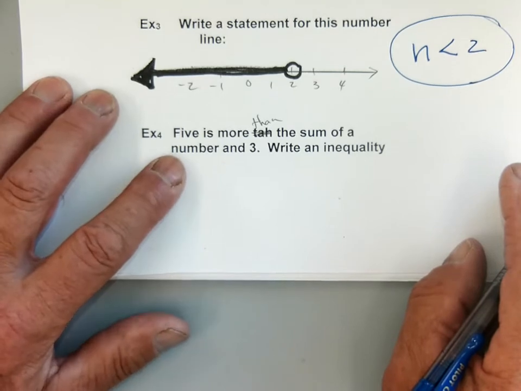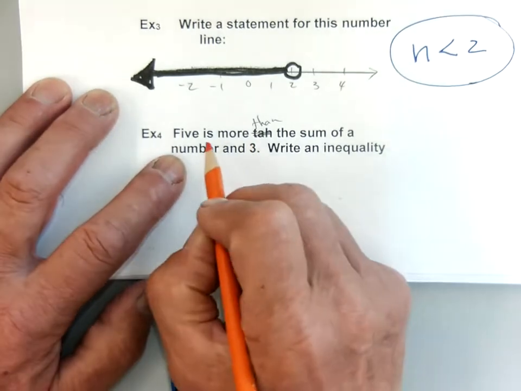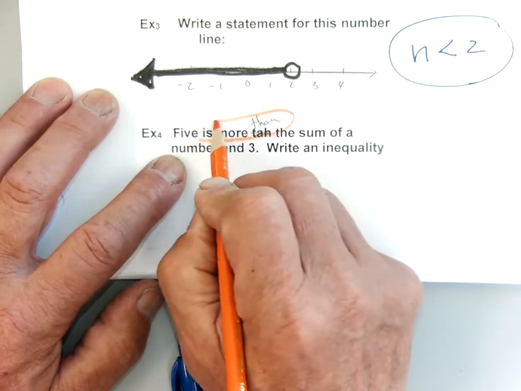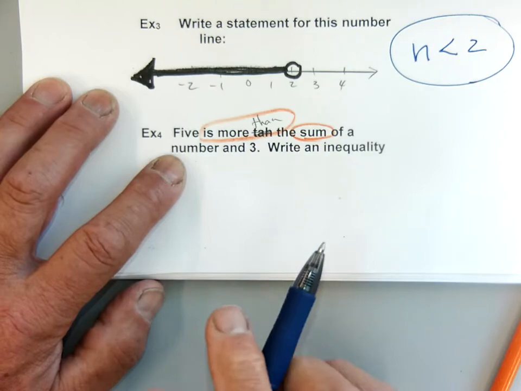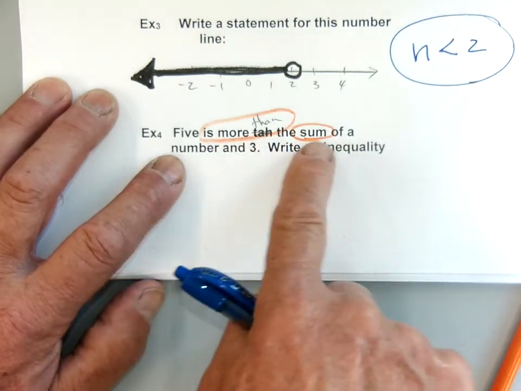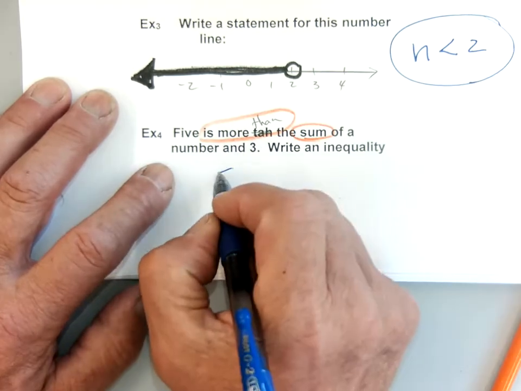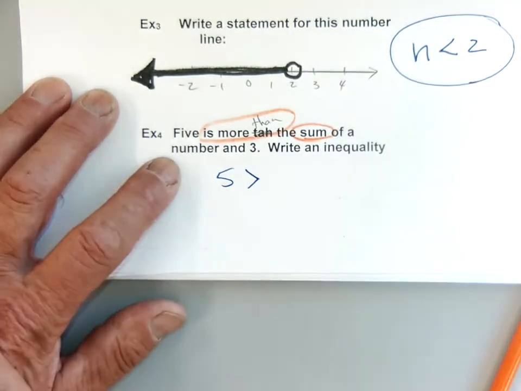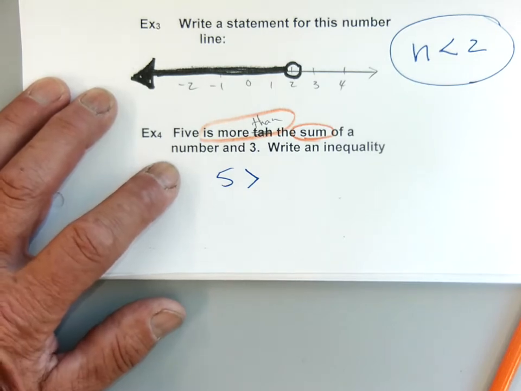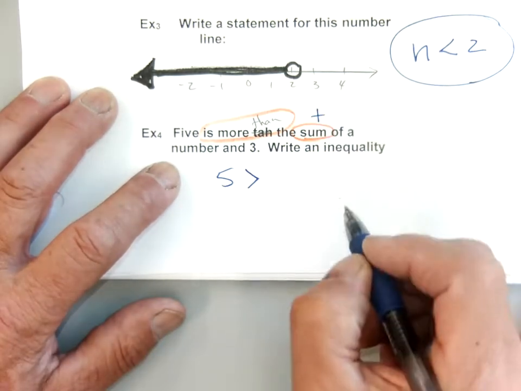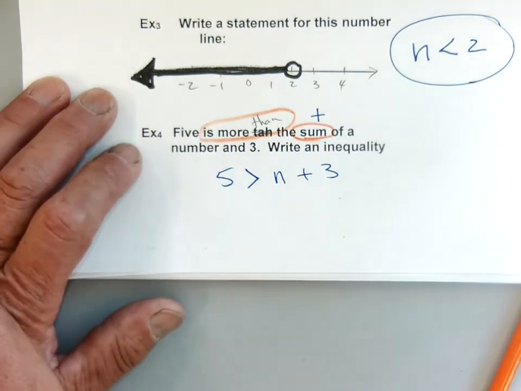Okay, 5 is more than. Oh, is more than is actually a math statement. 5 is more than the sum. So what math symbol am I going to use here? Is more, 5 is more than the sum. What does sum mean in math? Addition. It means addition. The sum of a number and 3.